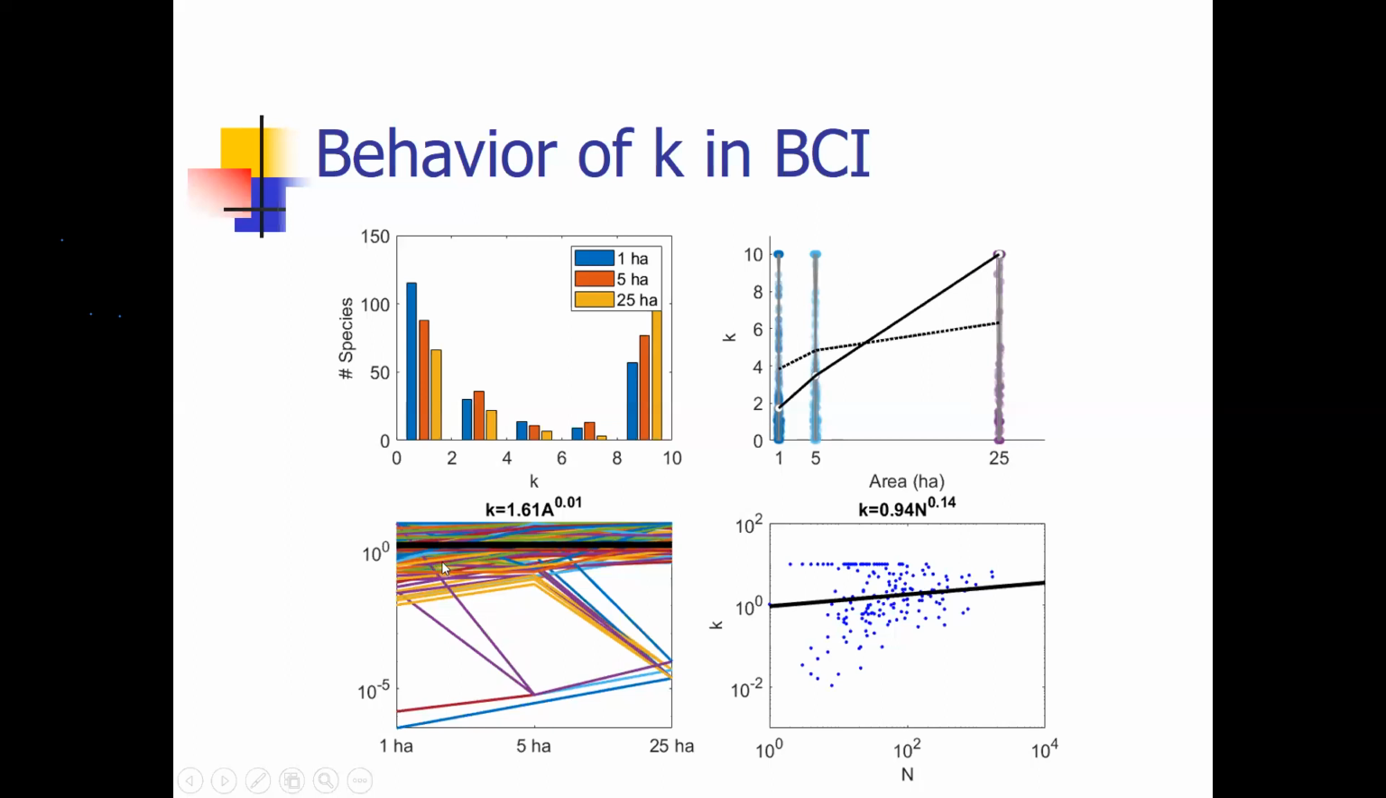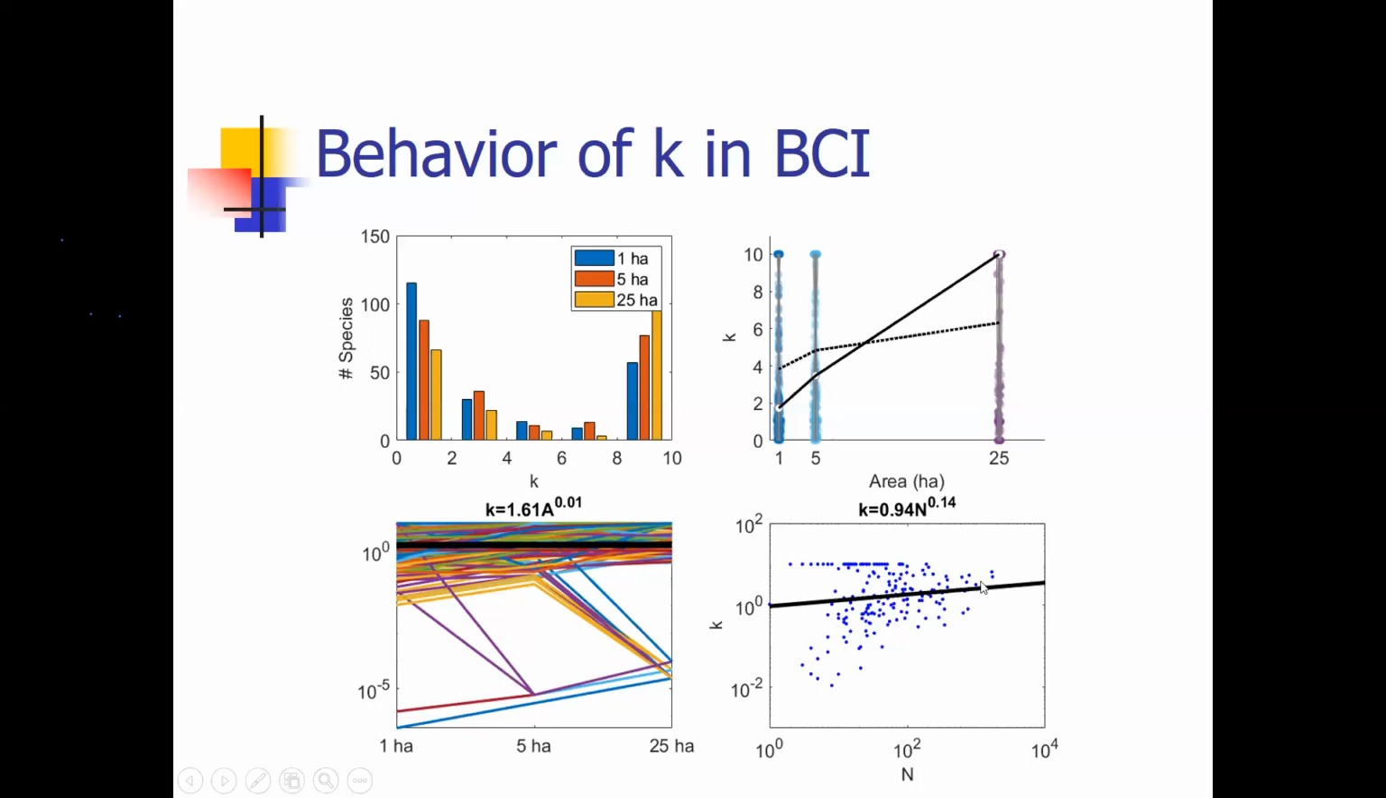Here's 225 species all plotted at once. And the black line is the average fit across, and that's not statistically significant from 0. And you can see if you fit a power law, the exponent's 0.01. So there's been a lot of talk about the scale dependence of K. It's actually not that strong.